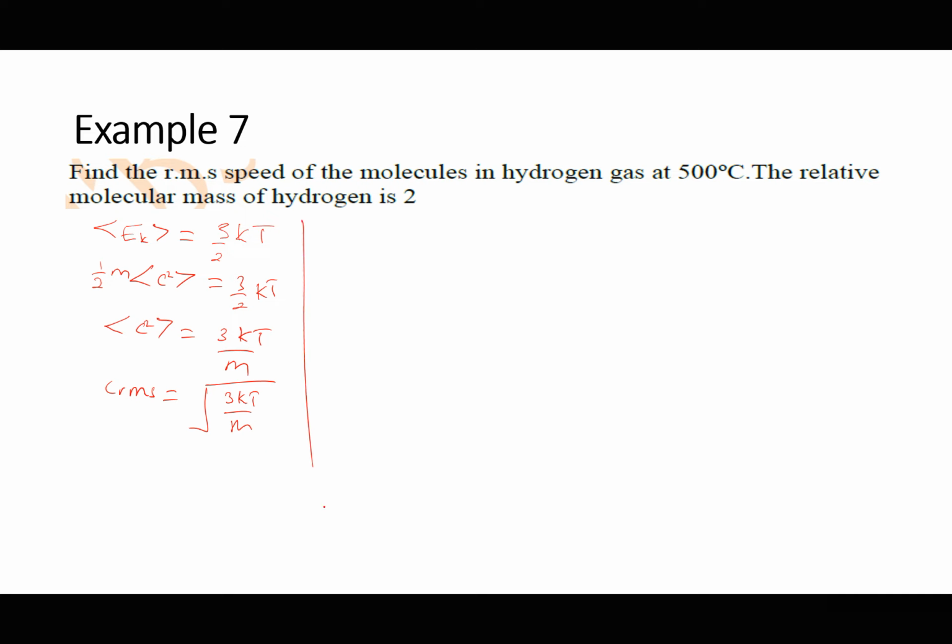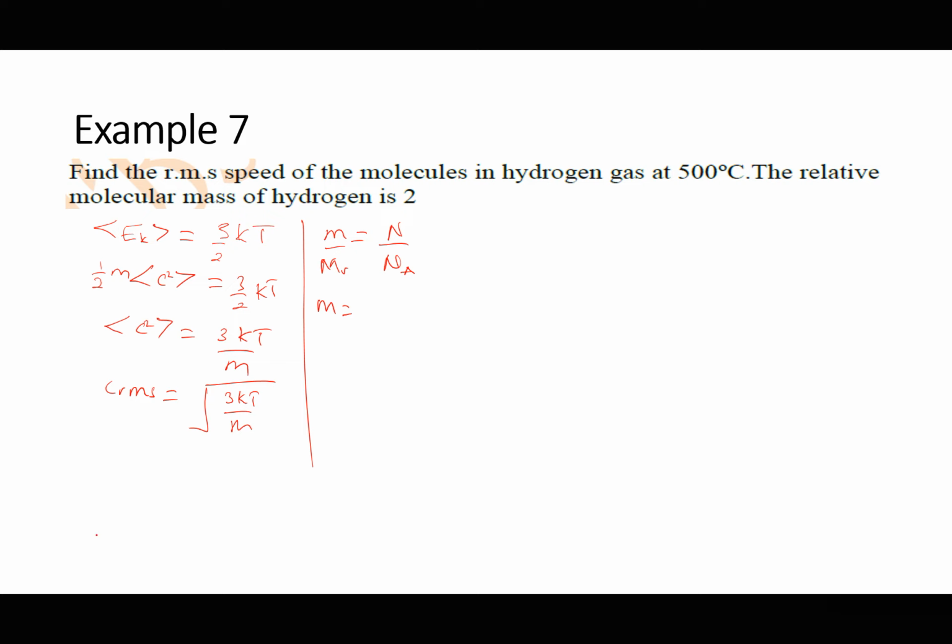So let me try to find the mass of just one molecule. The mass of one molecule, m, because m is the mass of one molecule. Remember, we say the mass over molar mass is equal to the number of particles over Avogadro's number.